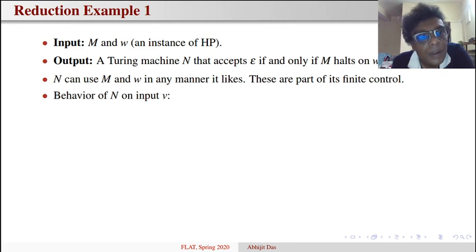So I will just describe how N behaves on an input V. W is an input for M, but N is an independent machine. It has another input V. And I leave it to you to imagine that a Turing machine given the description of M and W can produce a machine N which works as follows.